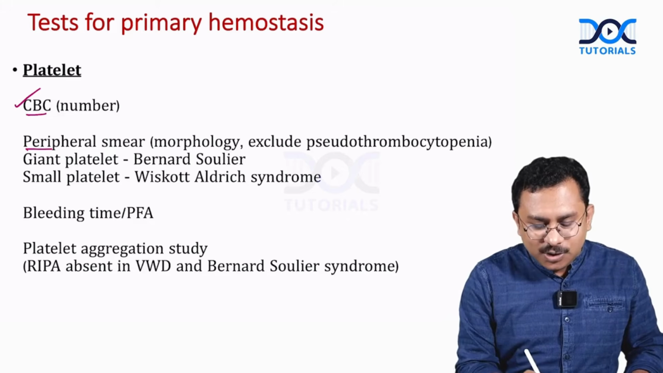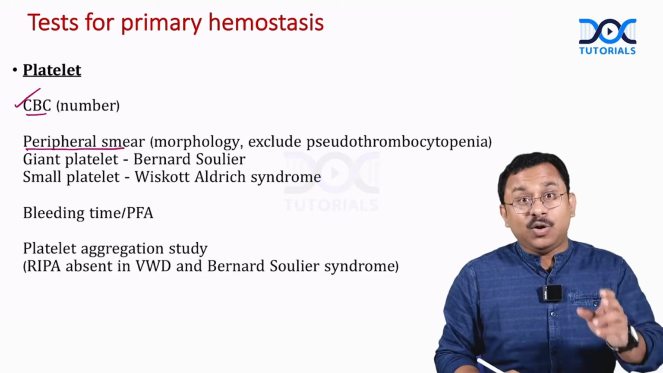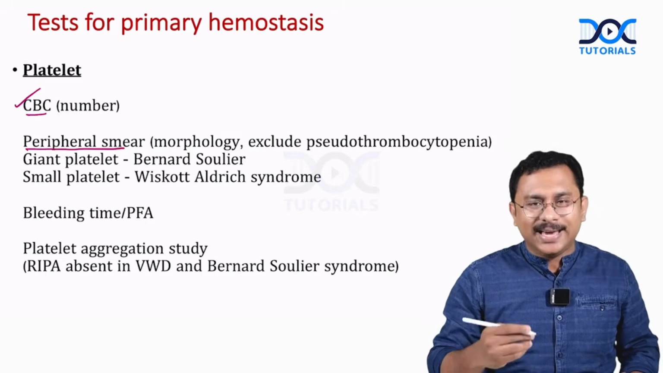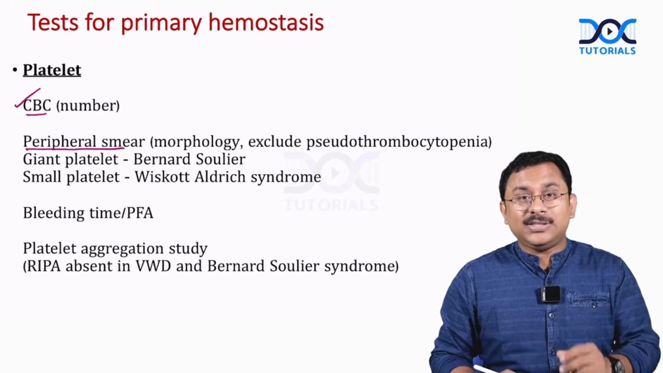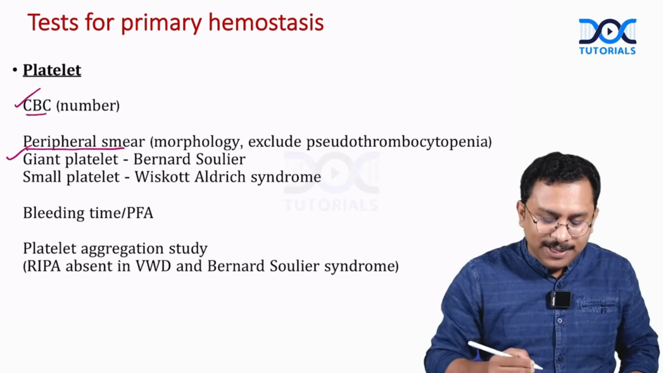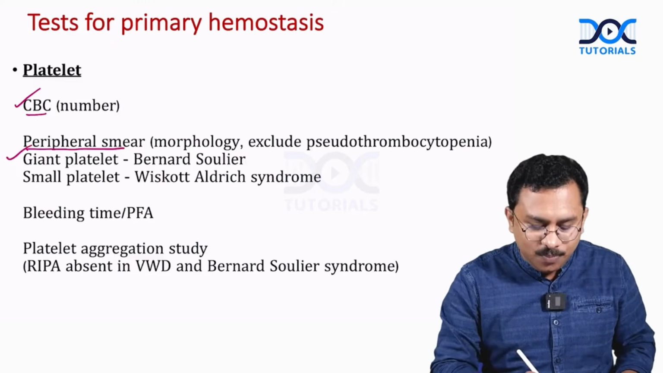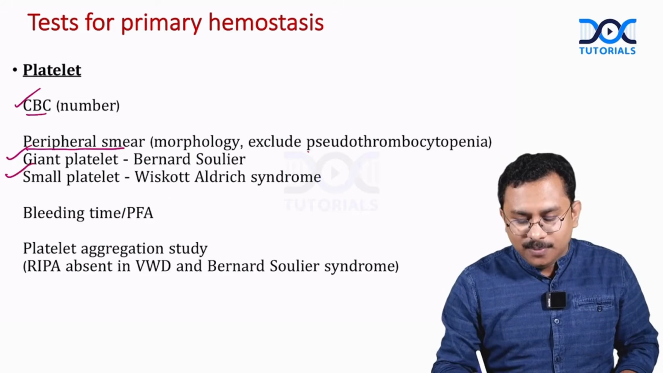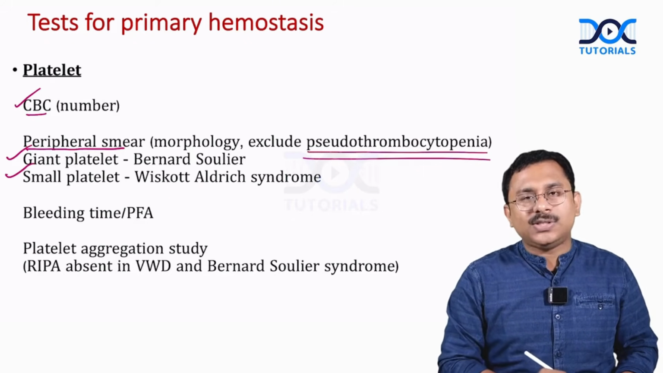The peripheral smear is also important, which will give you an idea about the morphology of the platelets, because certain platelet disorders can have abnormalities with regard to morphology. Giant platelets may be seen in Bernard-Soulier syndrome. Small platelets may be seen in Wiskott-Aldrich syndrome. And you've also got to exclude pseudothrombocytopenia.